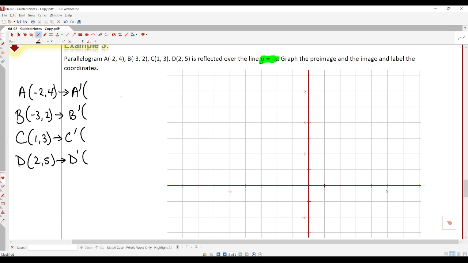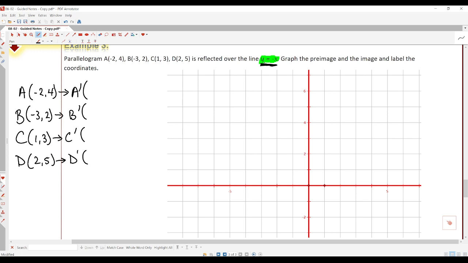So all I did was I listed out the coordinates vertically. I just think, in my mind, it makes it easy to see where they change to rather than leaving them up here in the problem. All right. So I'm going to use the rule first, then we will graph everything to make sure that everything looks good.